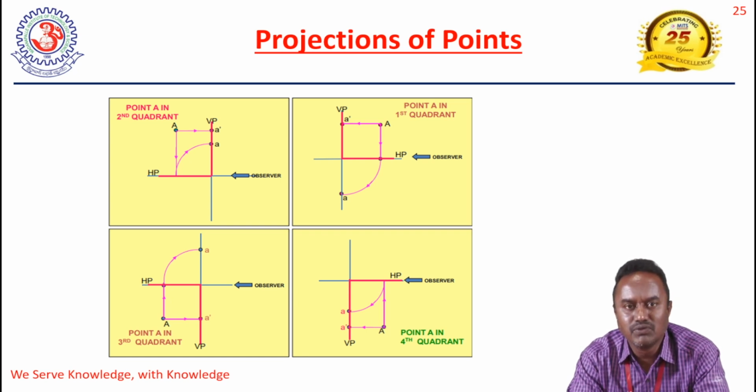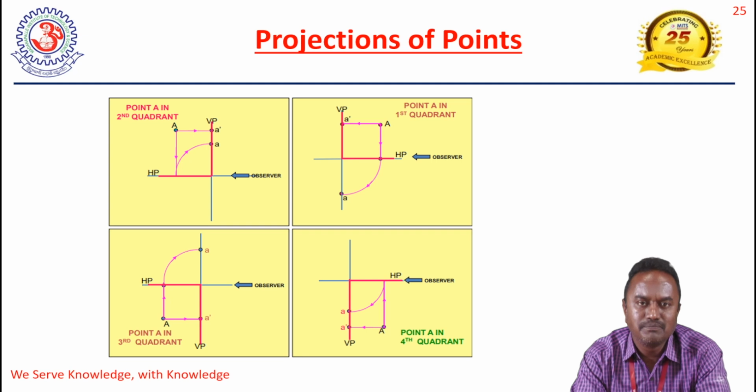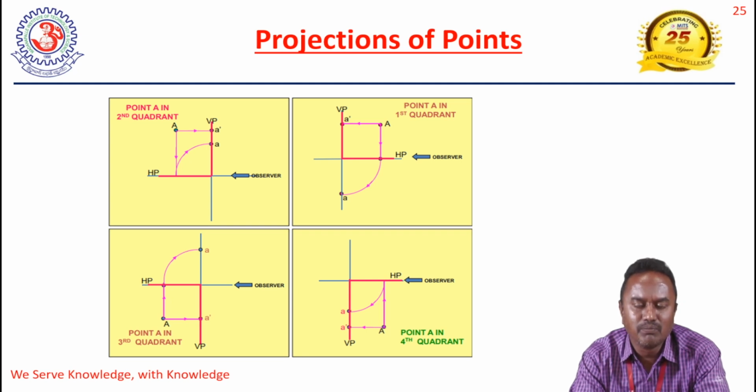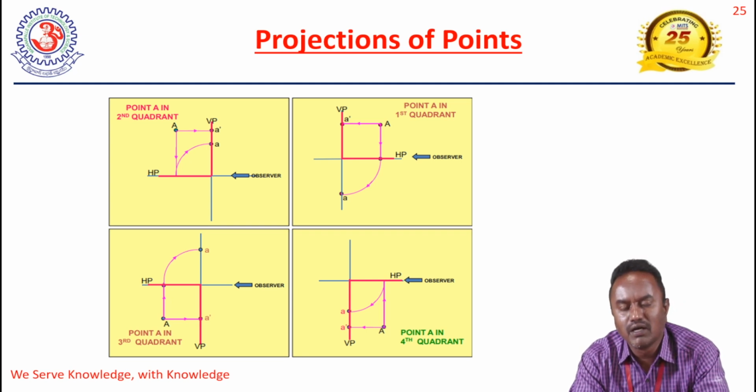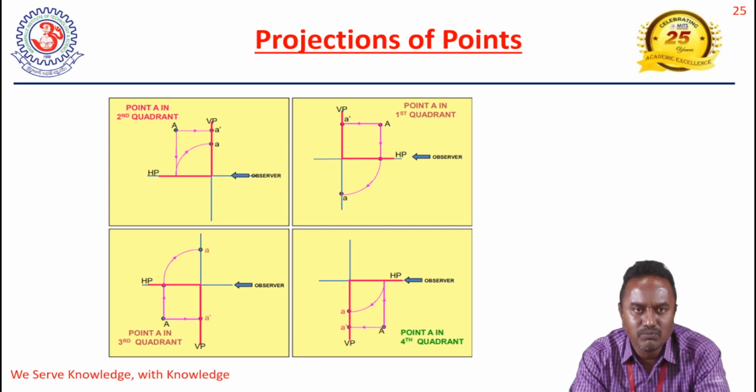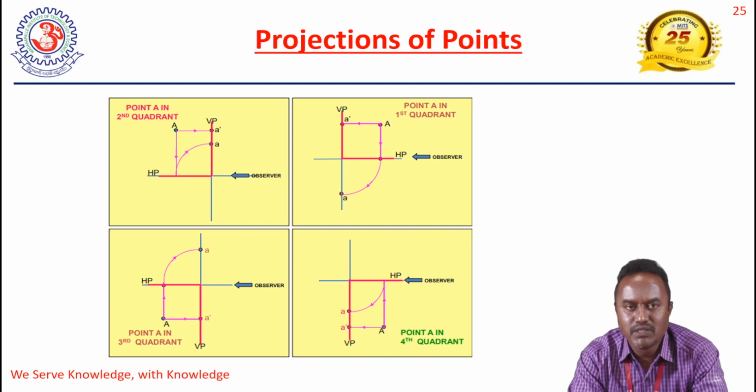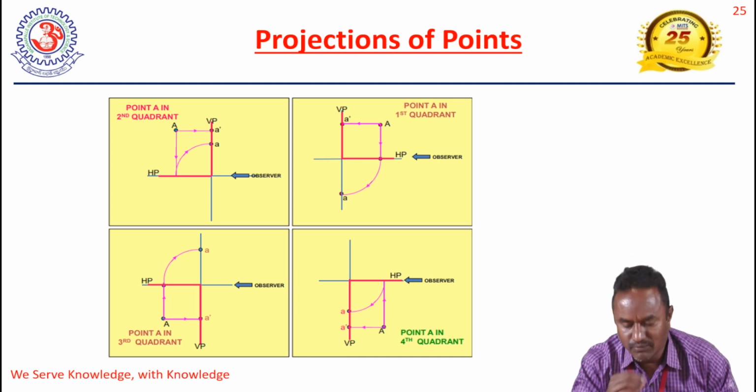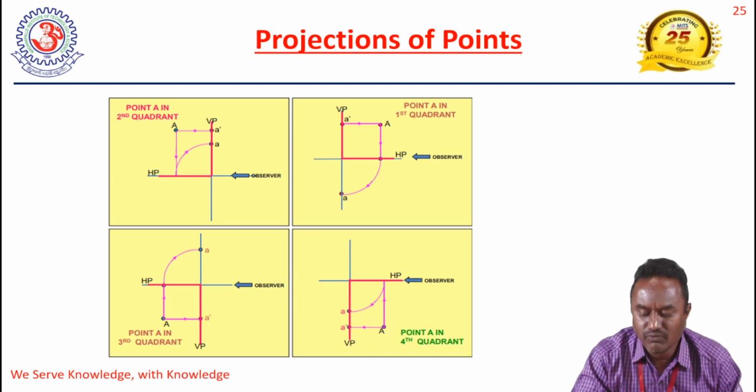When we come to the fourth quadrant, because of the transparent plane, we can see the A dash as well as A. After getting the front and the top view, we rotate HP by 90 degrees clockwise, so that the top view will be coming down. So both the front as well as the top view will be coming down, just a reverse of the second quadrant. In the second quadrant, both the front and top view are above the XY line. In the fourth quadrant, both are below the XY line. That is the different projection of points in four quadrants.